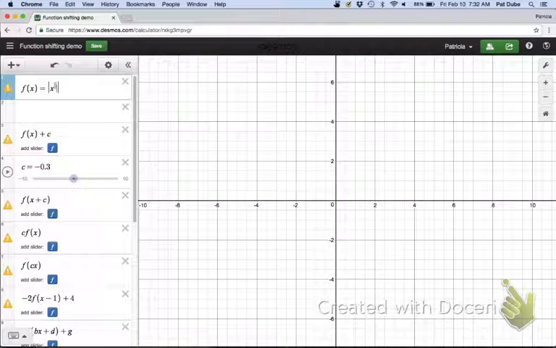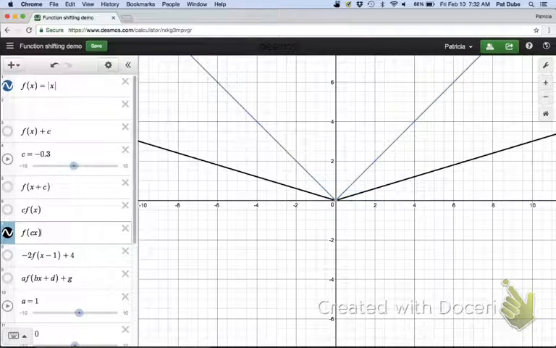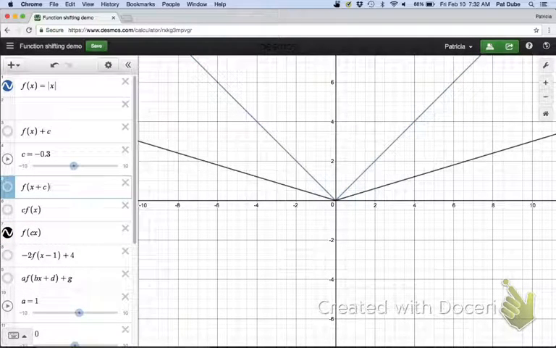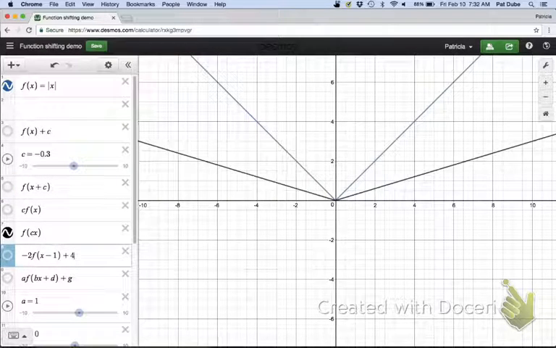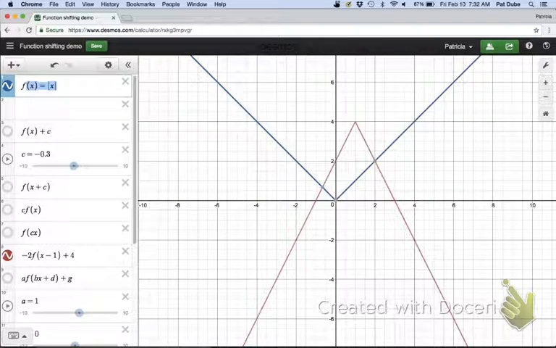It's not liking that. There we go. Okay, so these are interesting, but what's more interesting is what happens if we do more than one at a time. So I'm going to shut off this function and turn on this one, and now I have a new red absolute value function. It's still based in absolute value because I said it's negative 2 times f of x minus 1 plus 4. F of x is still the absolute value here.